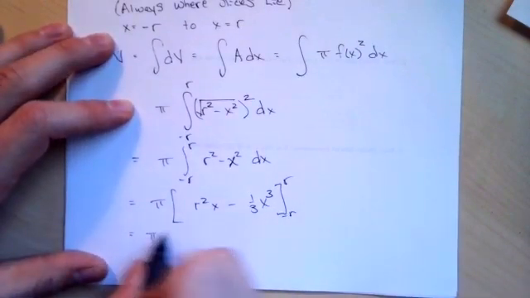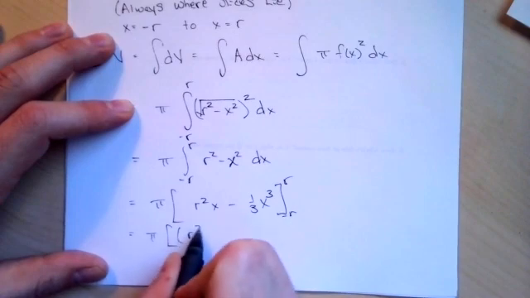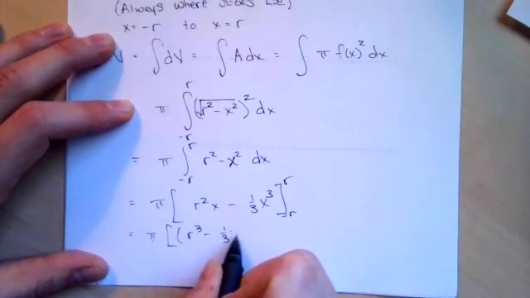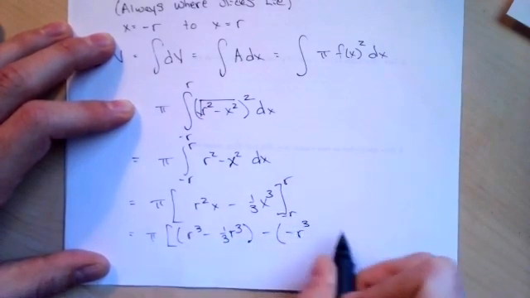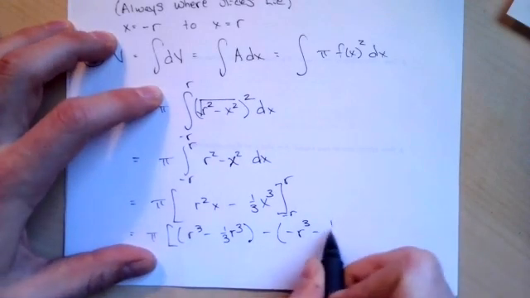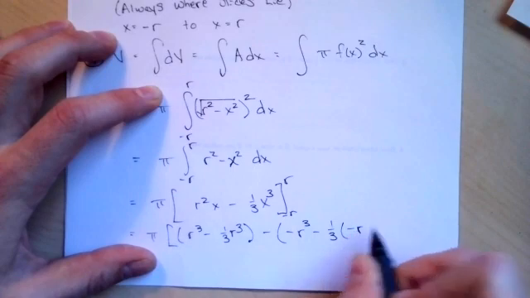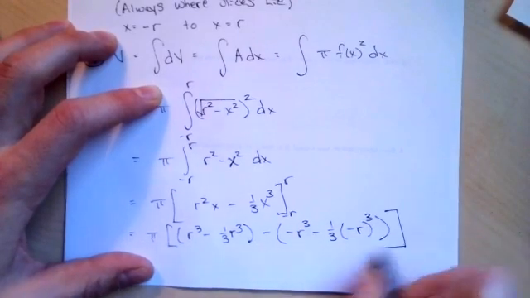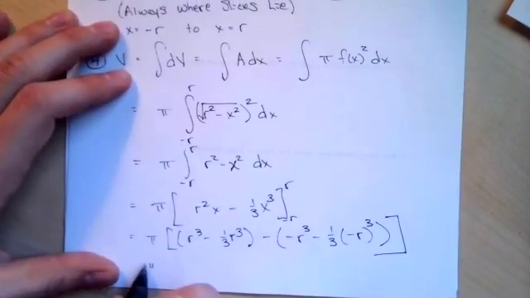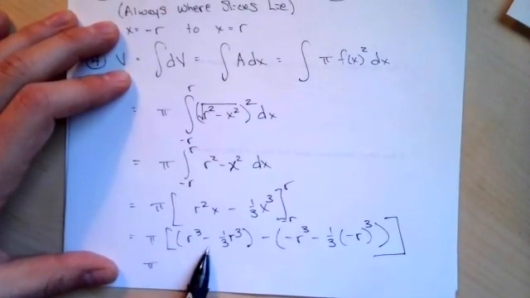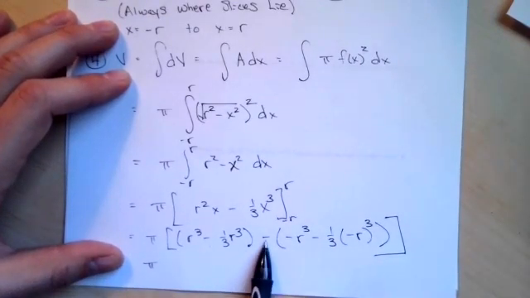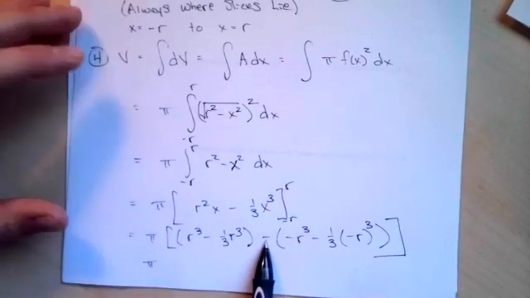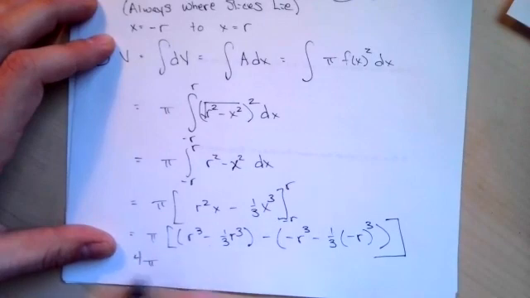And what do we get when we plug in? So we've got pi. We'll have an r cubed minus 1/3 r cubed, minus negative r cubed, minus 1/3 negative r cubed. And so what are we going to get? So we're going to get pi. This will be 2/3 r cubed. This will be a negative 2/3 r cubed, or negative again. So negative, positive 2/3 r cubed. And of course, 2/3 and 2/3 gives us our 4/3 r cubed.